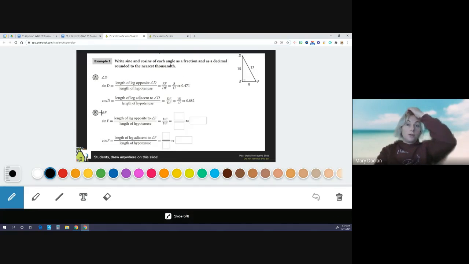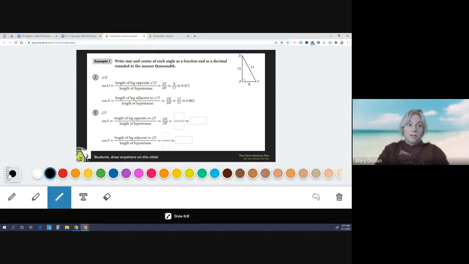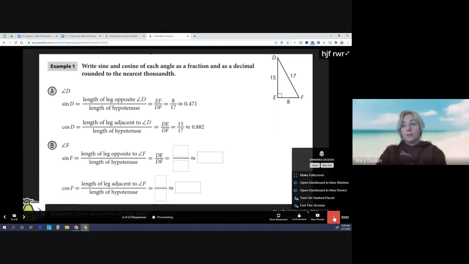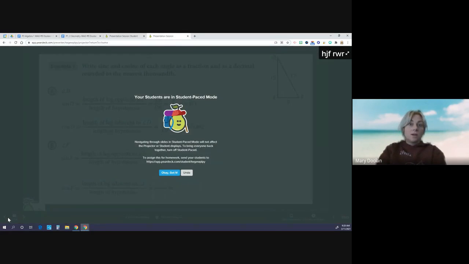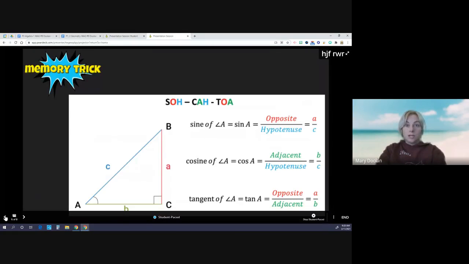So I always like to color code things. So I'm going to go ahead and get my line tool. I'm going to put some colorful lines on here. Let me go ahead and make this match with, I'll turn this on student paste just because I'm going to make it match with these colors here. We're using green for adjacent, blue for hypotenuse, and red for opposite. Okay, so just trying to stay a little bit consistent here.